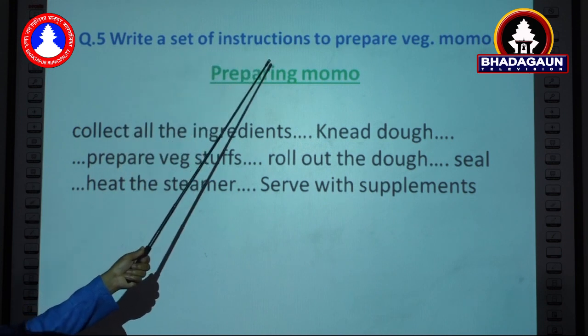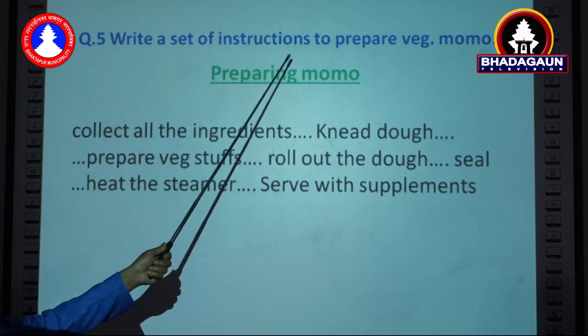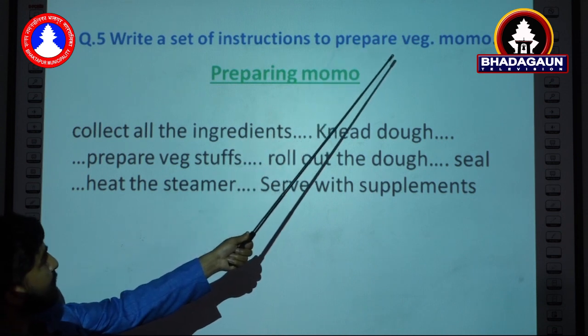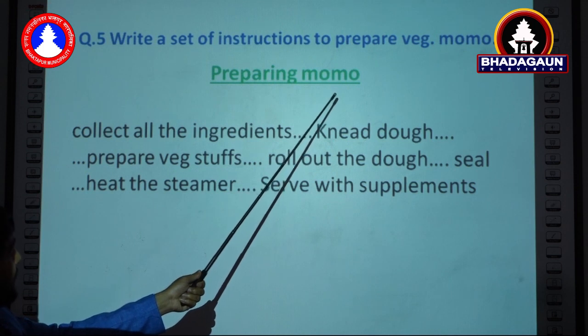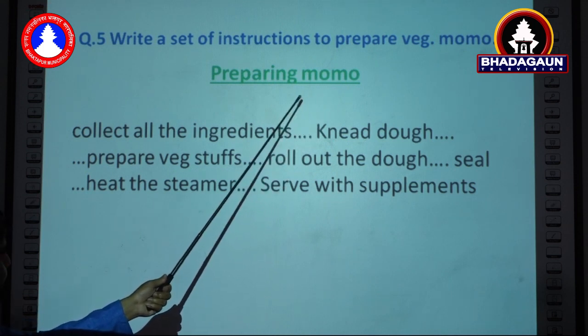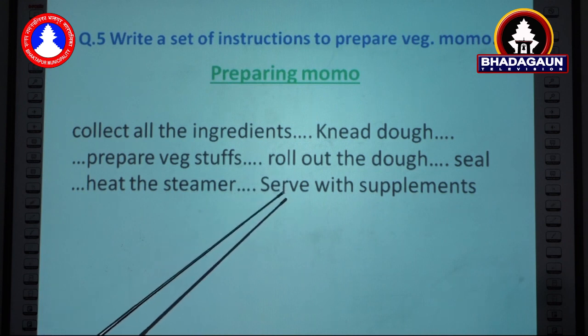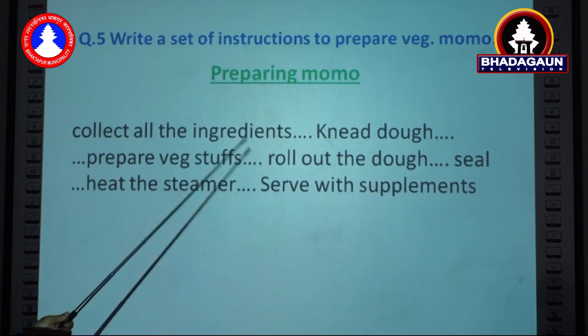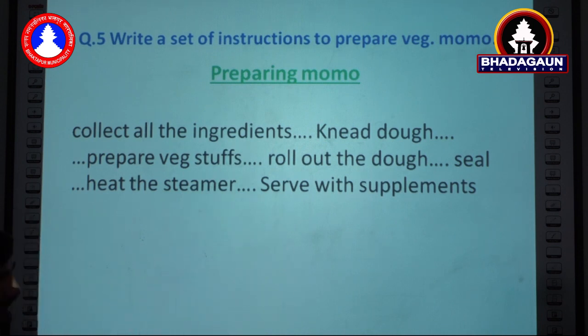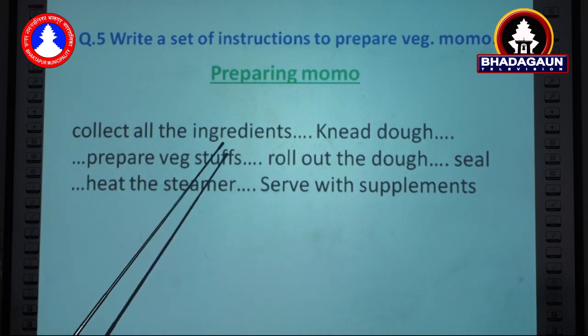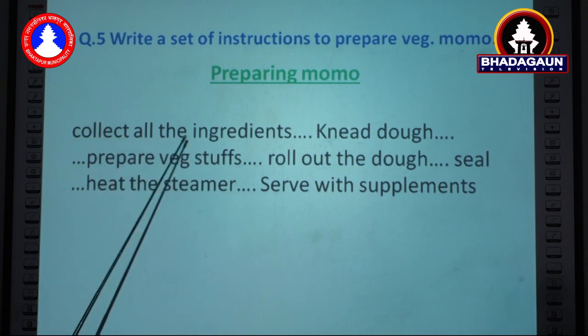Write a set of instructions, or you can say write a recipe, to prepare vegetable momo. Preparing vegetable momo, this is the title, and these are the clues. These are the main points so that you can write the complete answer. As we have already said, this is guided writing type 1. So you are given the guidelines, the clues to help you write the complete answer.